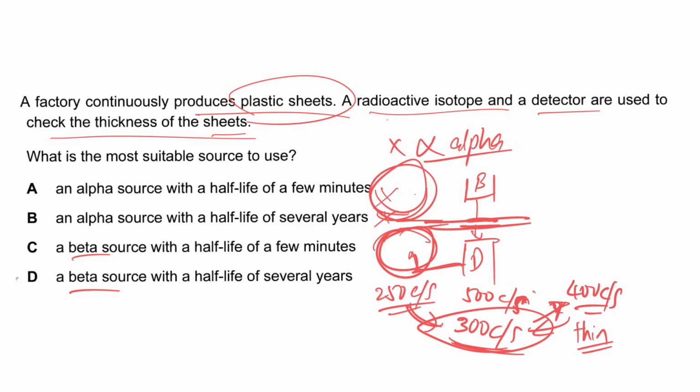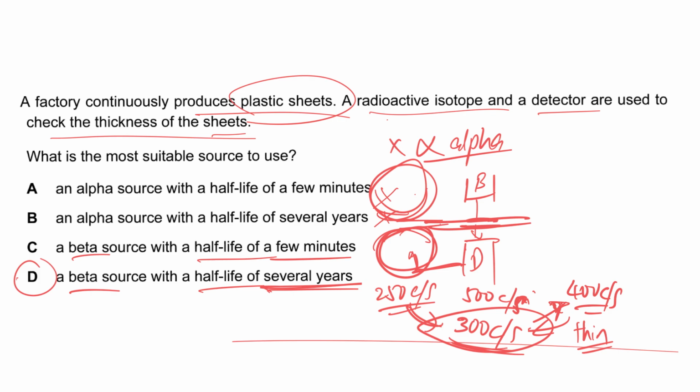The next thing we need to know is the half-life. Should it be a few minutes or several years? For this application, you want it to be several years. So the answer is D. Why is it so? Firstly, if the half-life is so short, a few minutes, the radioactive source will decay too fast and you would have to constantly replace it and calibrate the device.